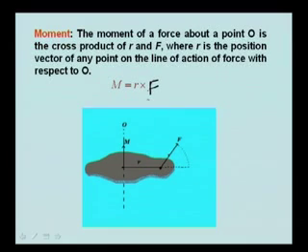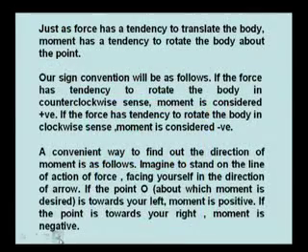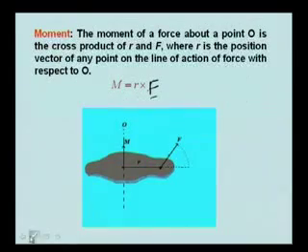If we represent F as a vector and R as a vector, then the cross product is a vector that will provide the direction of the moment. So, therefore, moment is a vector like the force. Just as force has a tendency to translate the body, moment has a tendency to rotate the body about the point. If we apply a force on this body, it may rotate about this axis.